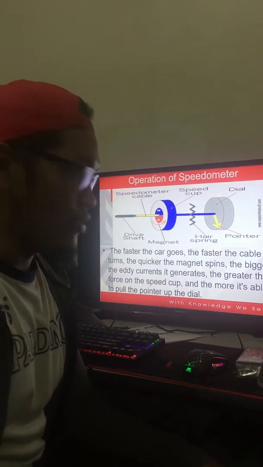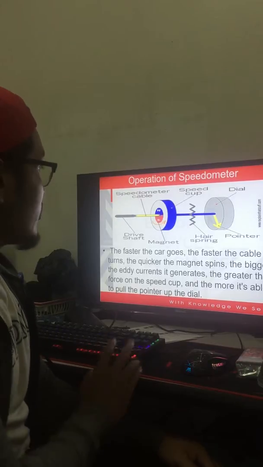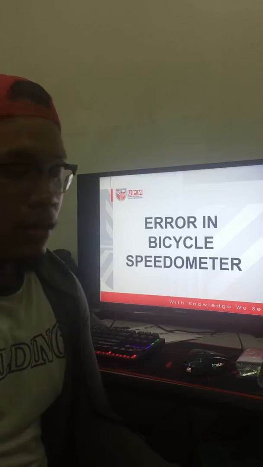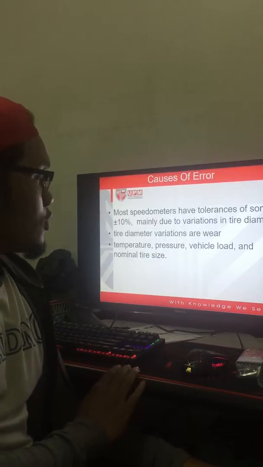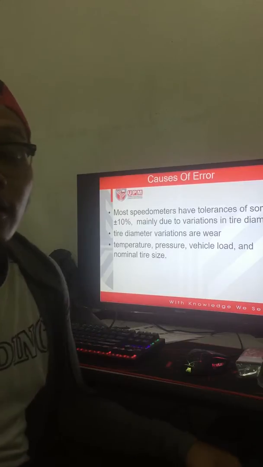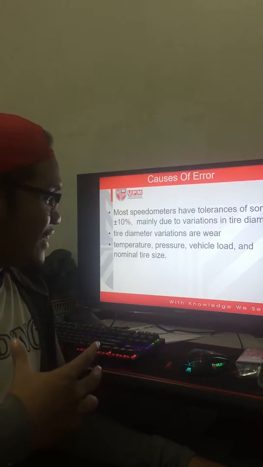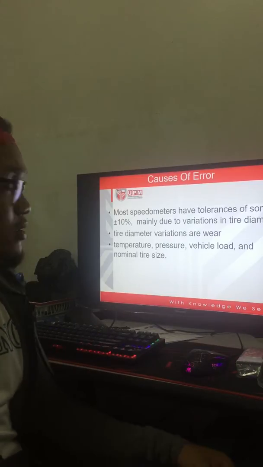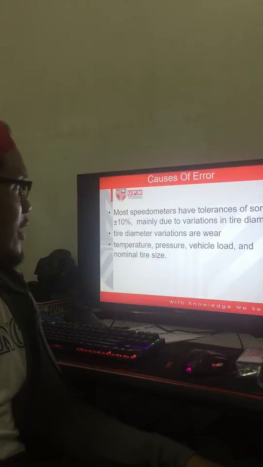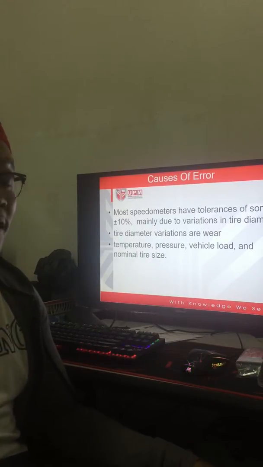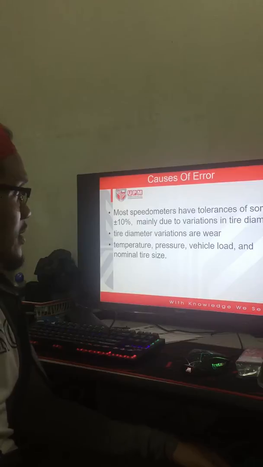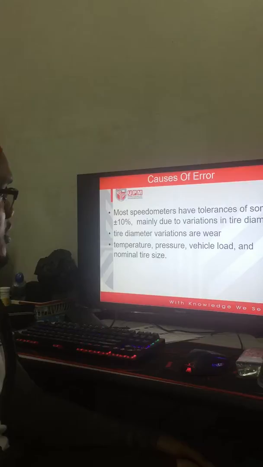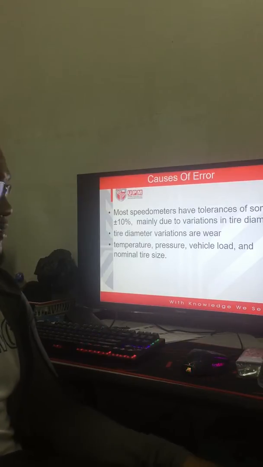I am Syazwan bin Hassan, the third presenter. I'm going to explain about the error in the bicycle speedometer. First of all, I want to tell you about the causes of error in the bicycle speedometer. Most speedometers have a tolerance of plus or minus 10%, mainly due to variation of the tire diameter. The tire diameter variation comes from temperature, pressure, vehicle load, and the nominal tire size.